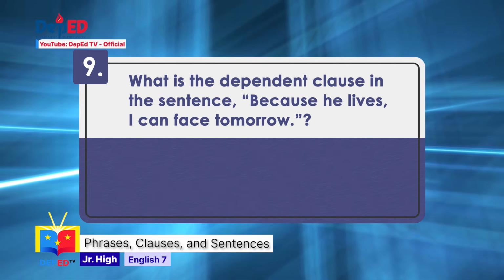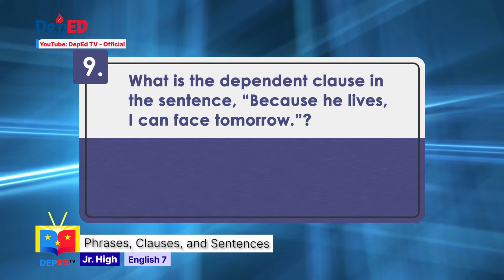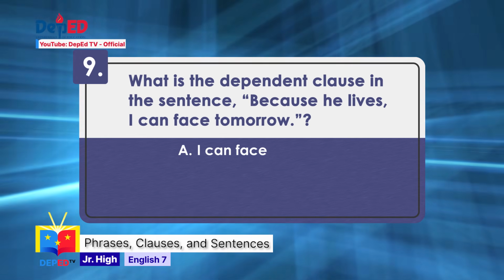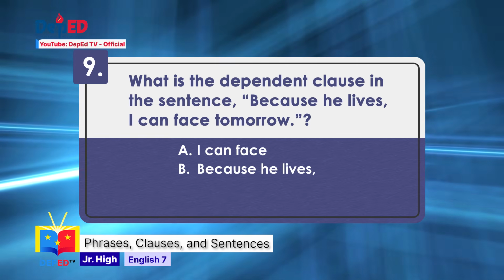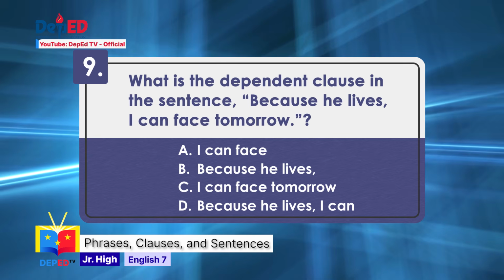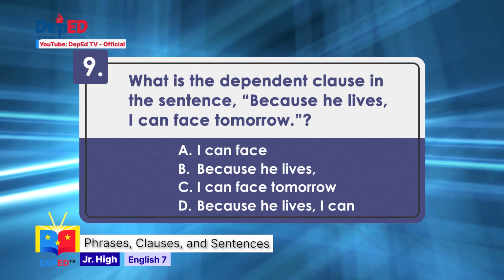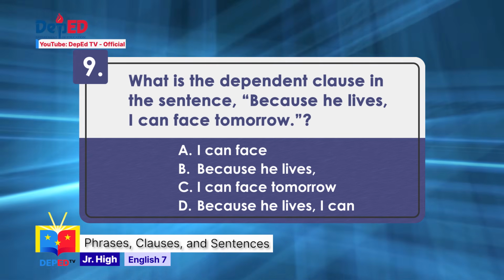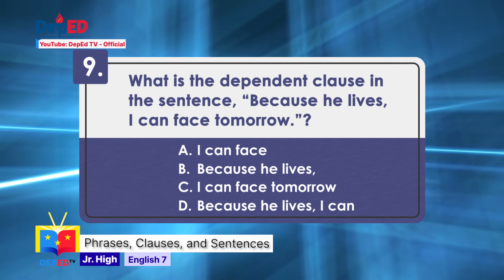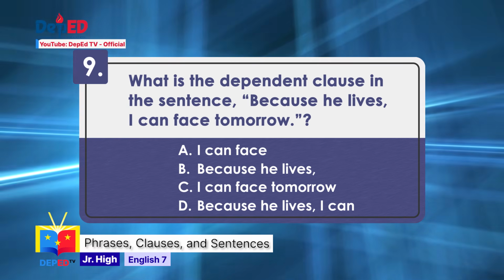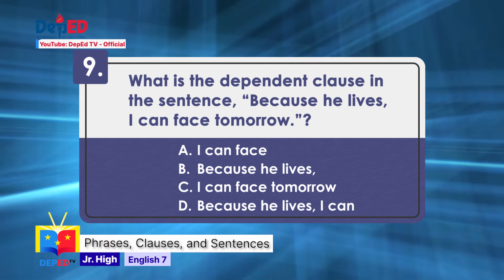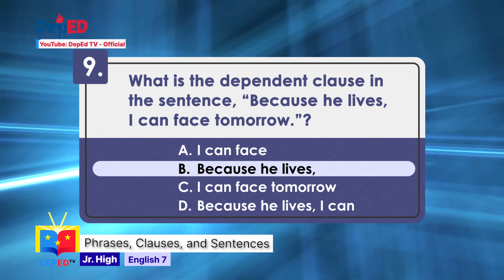What is the dependent clause in the sentence? Because he lives, I can face tomorrow. Letter A, I can face. Letter B, because he lives. Letter C, I can face tomorrow. Or letter D, because he lives, I can. You are absolutely right. The answer is letter B, because he lives.